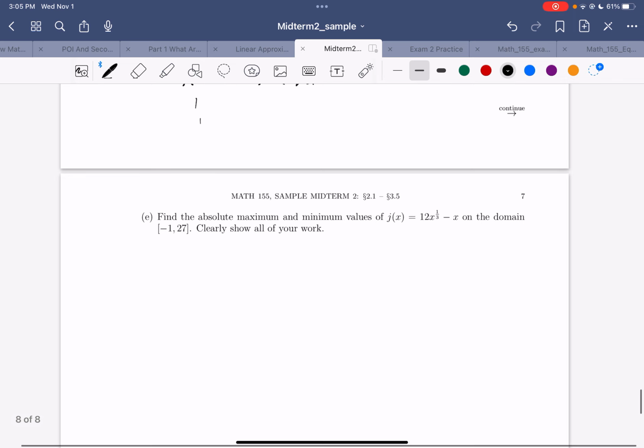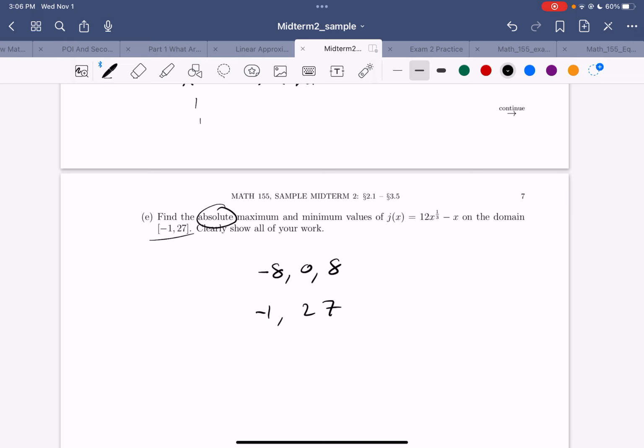Anyway, now we want to find the absolute minima and maxima on this domain. Absolute minima and maxima are easier. So let's make a list of our critical numbers. There was -8, 0, and 8. And let's make a list of our endpoints, -1 and 27. Notice -8 lies to the left of -1, so we don't even care about it. It's not in our interval, so just get rid of it. So we have these 4 numbers: 0, -1, 8, 27.